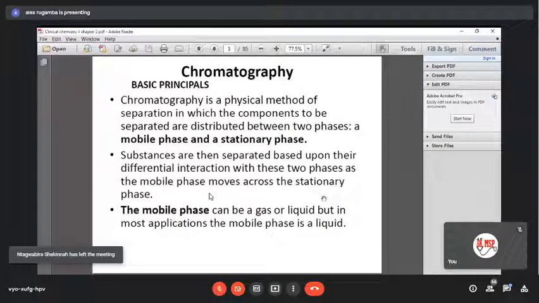During its path through the stationary phase, the mobile phase containing the sample will interact with the stationary phase. It may attract some molecules while other molecules pass with the mobile phase. Then they will be detected and the time of detection will be recorded.